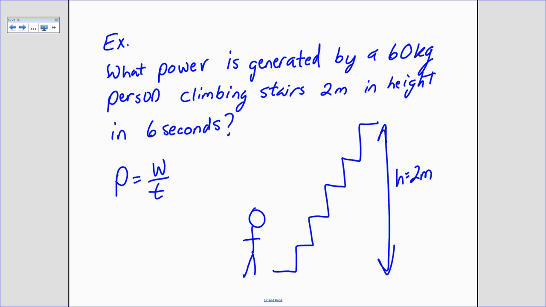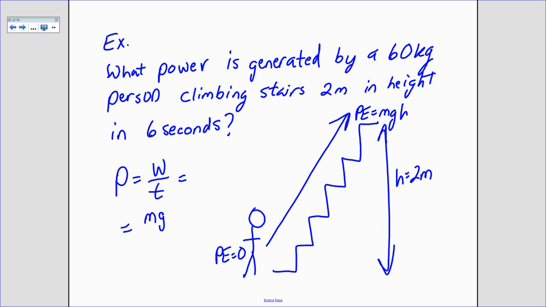And I want to know, first of all, what is the energy or what is the work that's done when this person goes from here up to here? And I can find that, you can think about it in two different ways. You can think about it in terms of potential energy: down here potential energy is zero, and up here potential energy is mgh. So I'll think about it that way first.